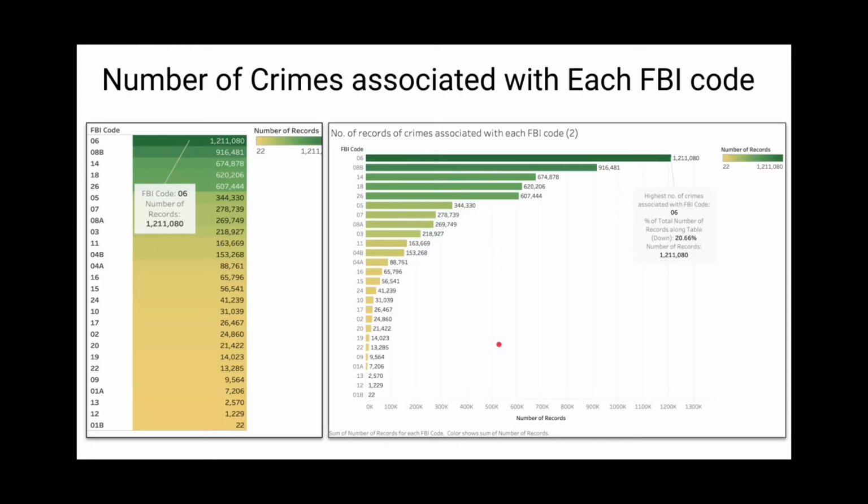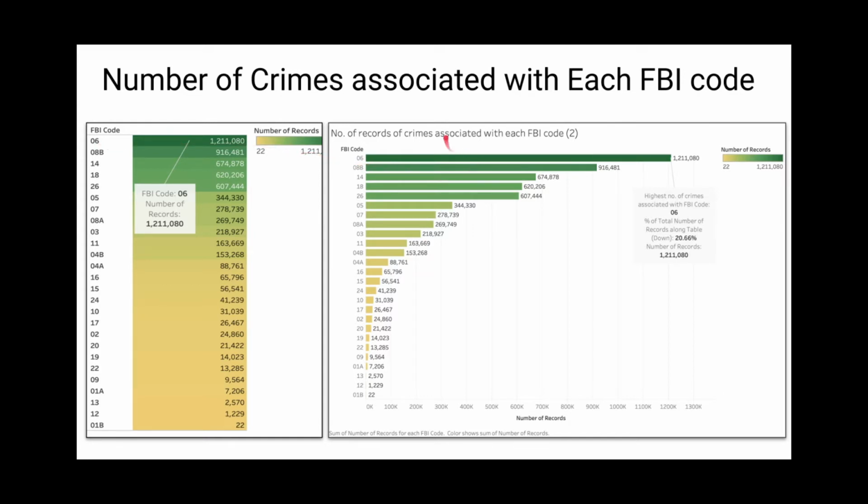In this graph, I have to explore the number of crimes that are associated with each FBI code. This is a heat map, and this is a bar graph. In this heat map, we can see that each FBI code is associated with a certain number of records. The highest number of records is associated with FBI code 6.